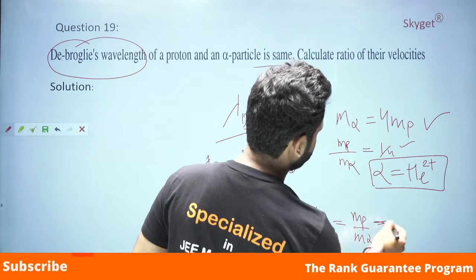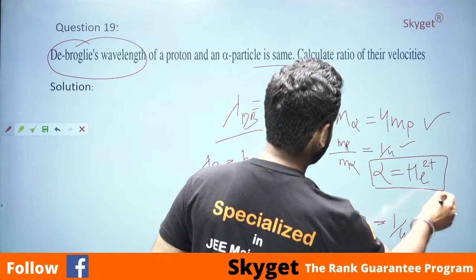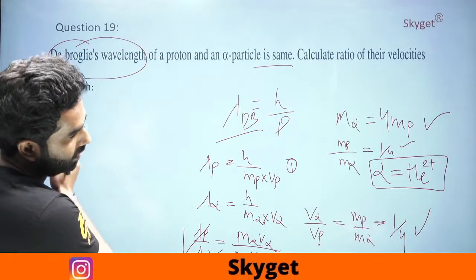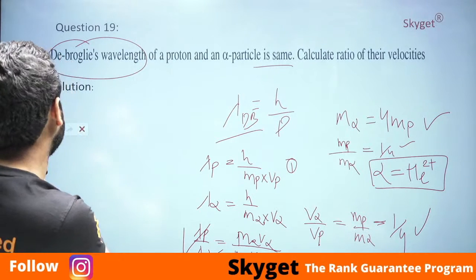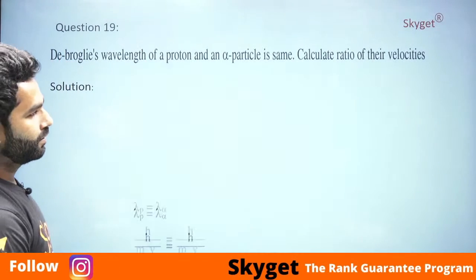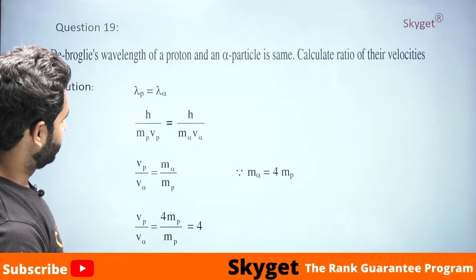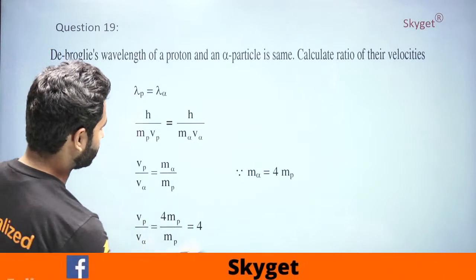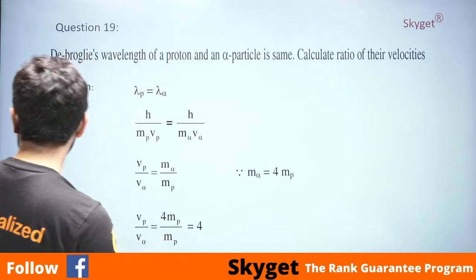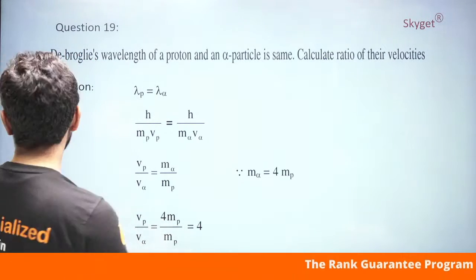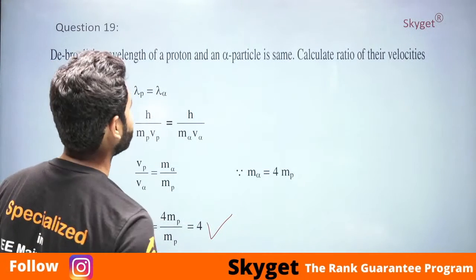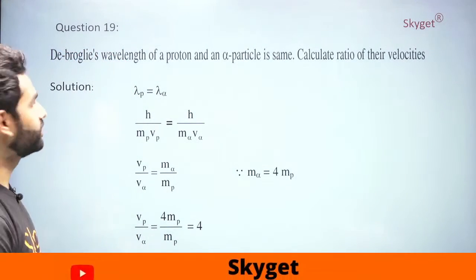Just write it directly, 1 by 4, and see what is the right answer. Did we do correctly or are we wrong? Let's see. Yup, we are right. Just reverse this equality, you will get 1 by 4 only. Right answer. Let's go to the next question.